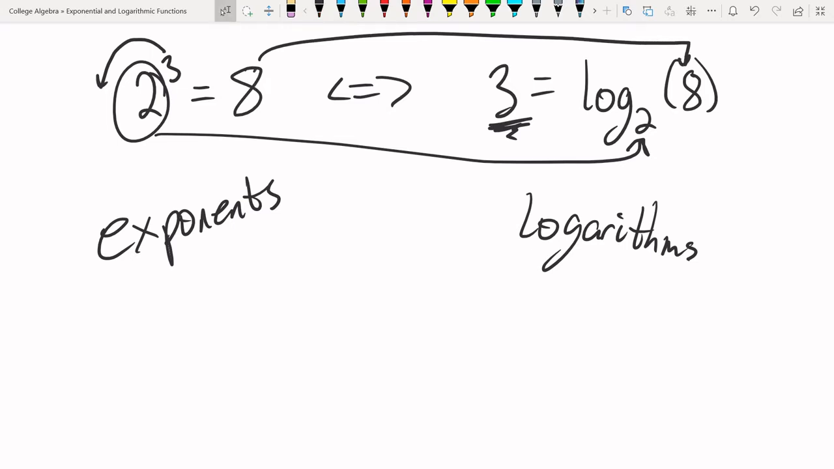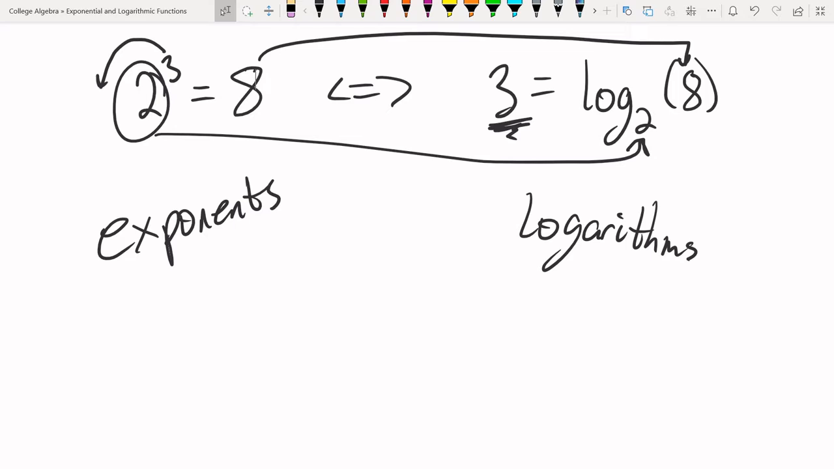In my mind, exponents are easier to understand, so sometimes it's better to change a logarithm back into an exponent if you're having trouble understanding what it's saying. But both of them are useful, so it's good to get experience in both of them so that you understand them.